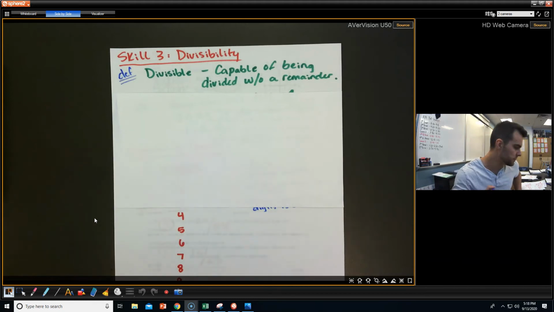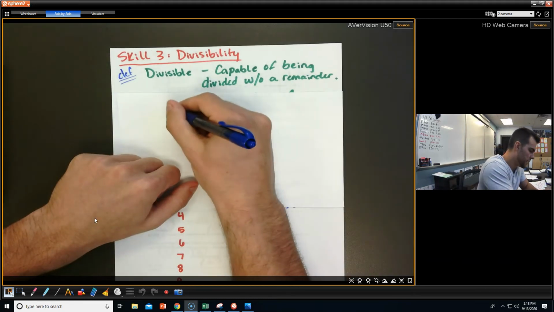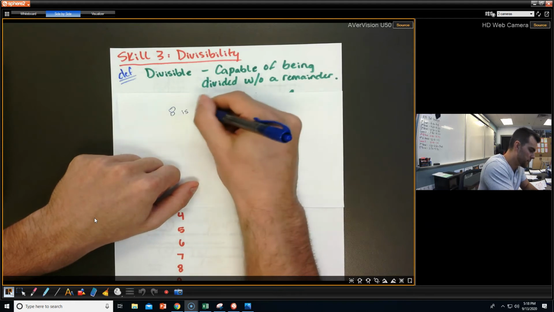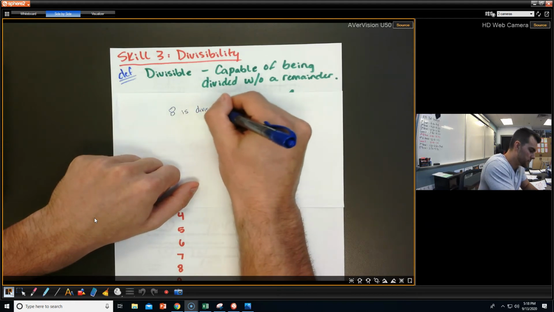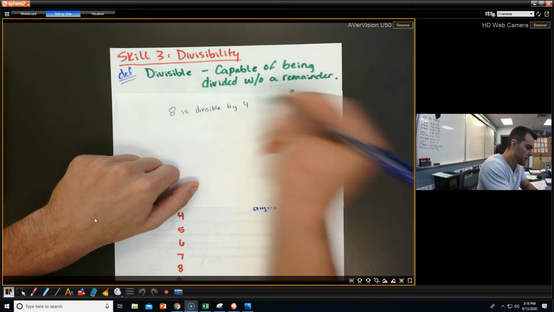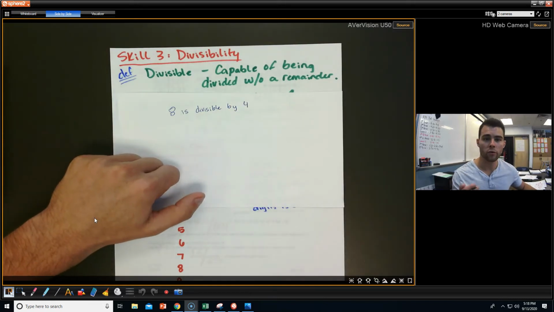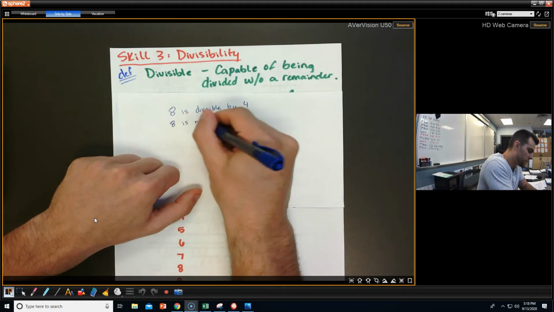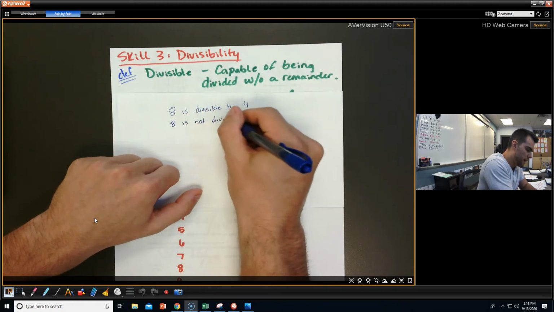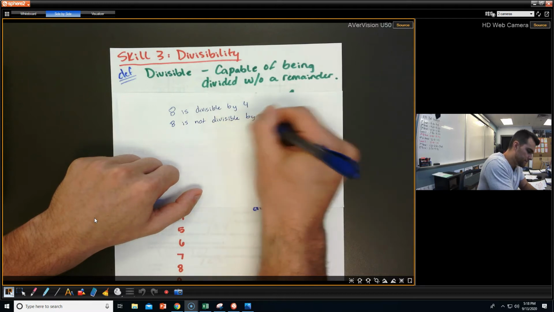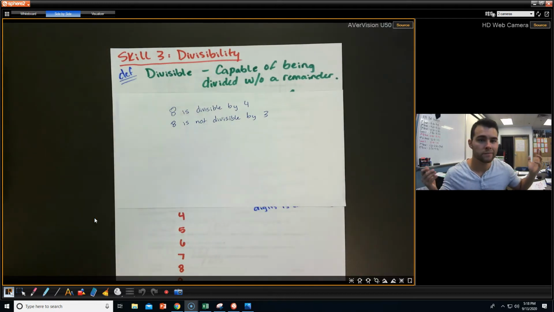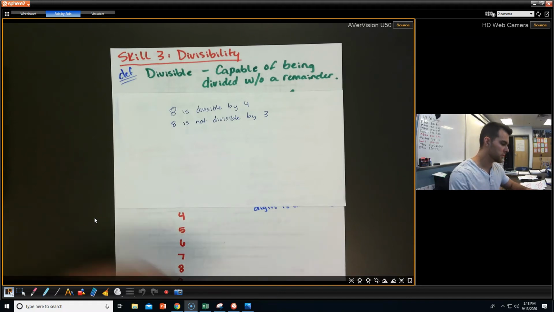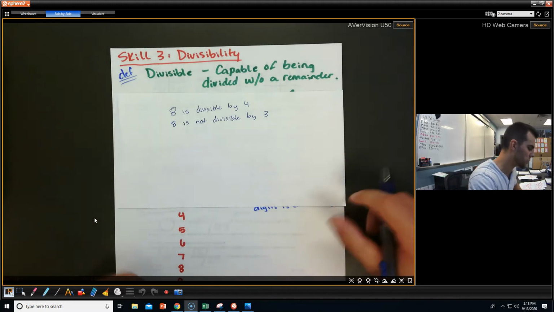So for example, 8 is divisible by 4. Right? I do 8 divided by 4, I get a whole number of 2. But 8 is not divisible by 3. 8 divided by 3, it's not a whole number. It doesn't give me something back. I will get a remainder. I'll get 2 and some change. Okay? So that's divisibility, and that's a key concept when it comes to reducing.